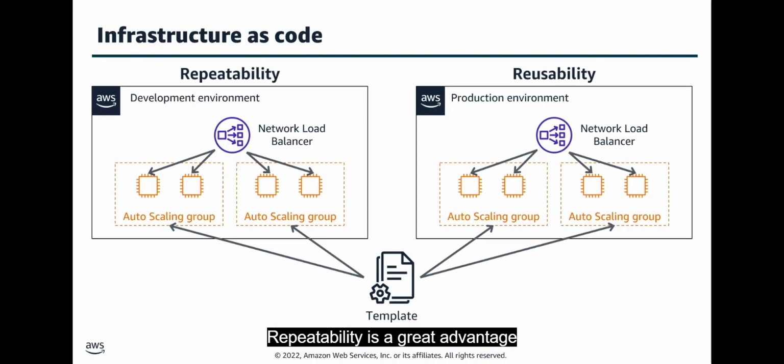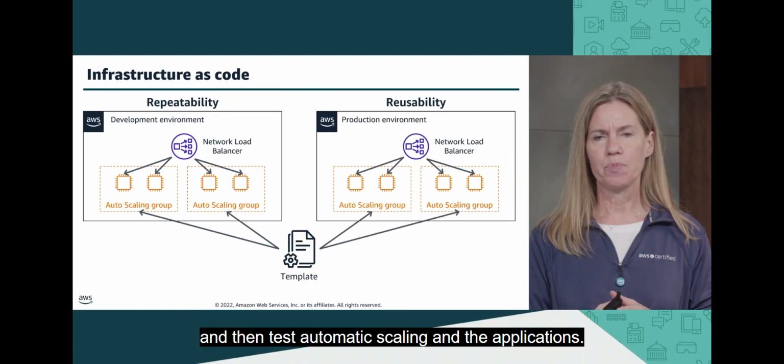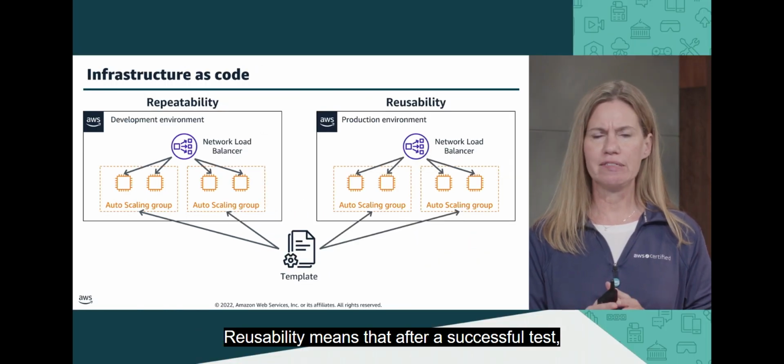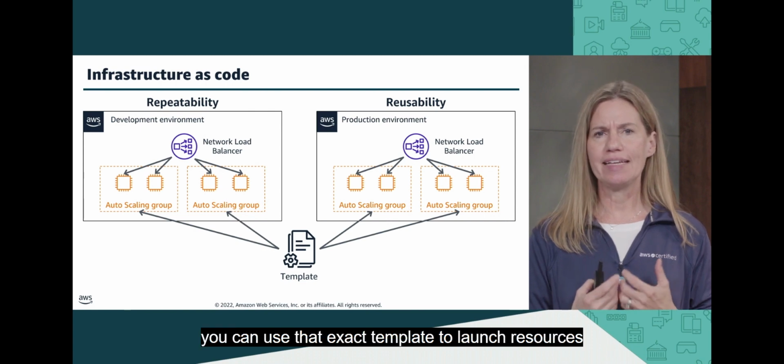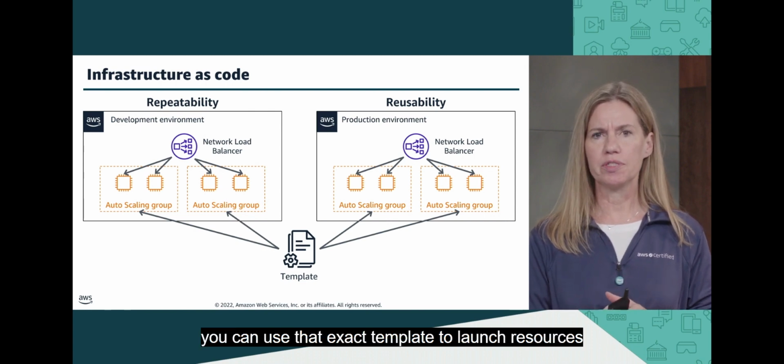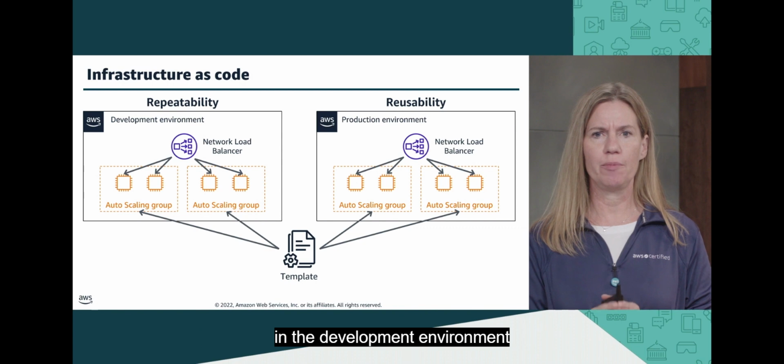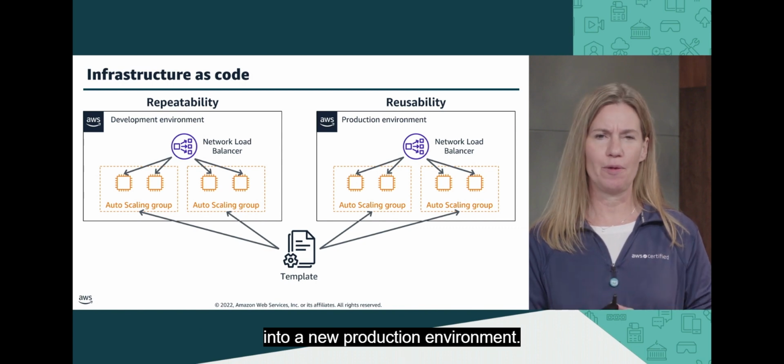Repeatability is a great advantage of infrastructure as code, giving you the ability to deploy an exact replication of the same environment over and over again. For example, you can use a CloudFormation template to roll out a development environment and then test automatic scaling and the applications. Reusability means that after a successful test, you can use that exact template to launch resources that have been thoroughly tested in the development environment into a new production environment.